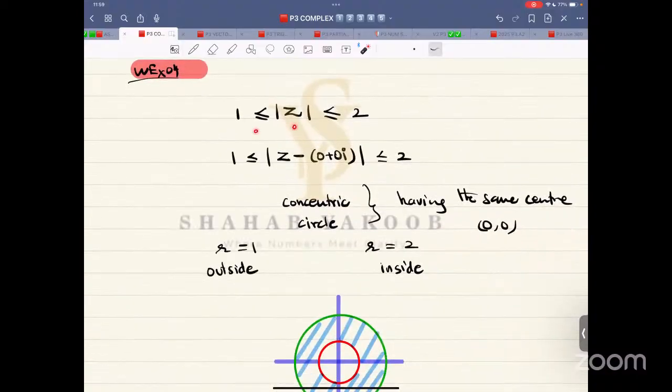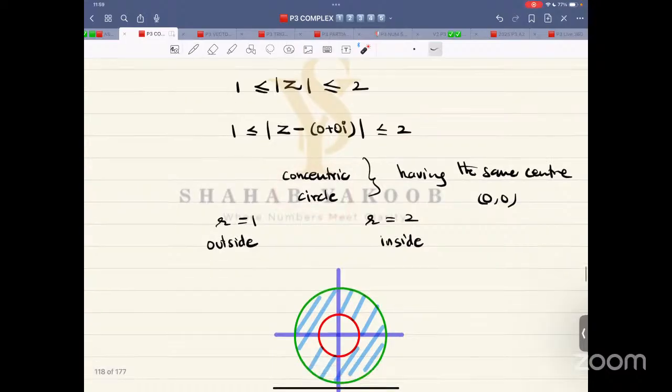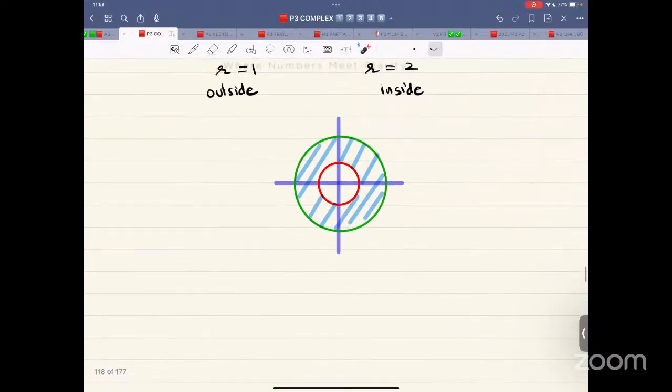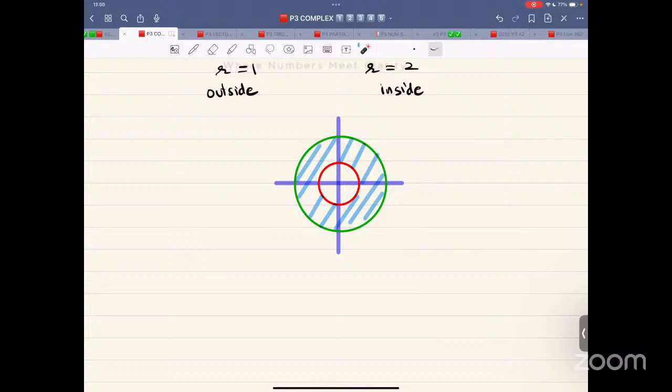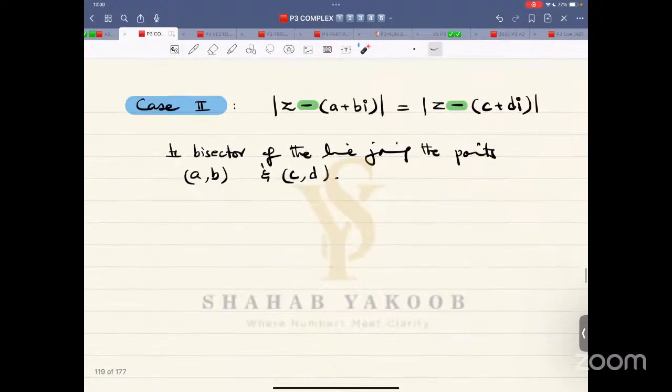If modulus of z lies between two values, that means there are two concentric circles having the same center, which is 0, 0. One has a radius of 1, the other one has a radius of 2. It's outside of the small circle, inside the biggest circle, and that is the donut that you get. Again, in 2025, there was this one circle and like this, and I think this was the shaded region. Again, check it out. So first time I've seen two circles together, but not with the same center.